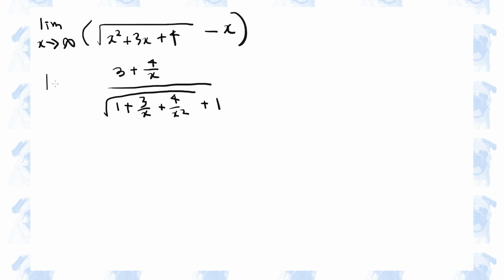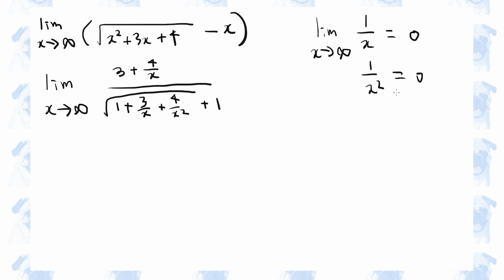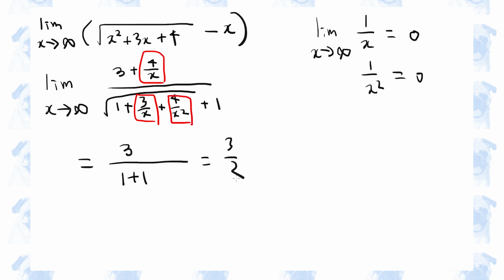So now, let's calculate the limit as x approaches infinity. Recall that as x approaches infinity, 1 over x becomes 0, and 1 over x squared becomes 0, and so on. So these numbers will disappear. So the answer is 3 over 2.